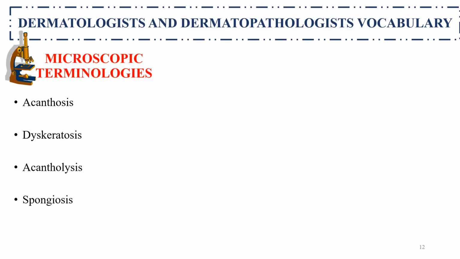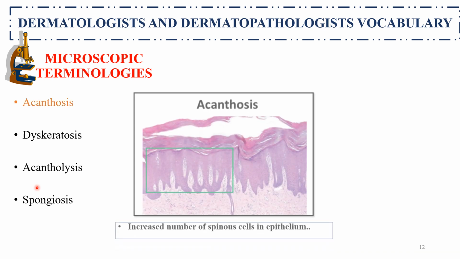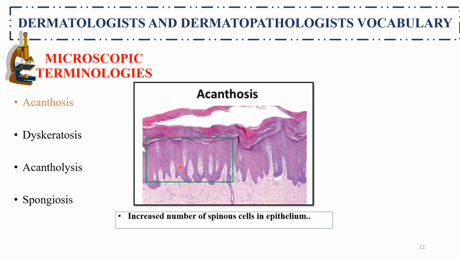Coming to the microscopic terminologies, the term acanthosis is used to describe an increased number of cells in the spinous layer. In other words, hyperplasia of the spinous layer is known as acanthosis.